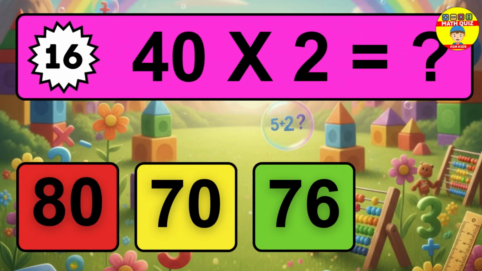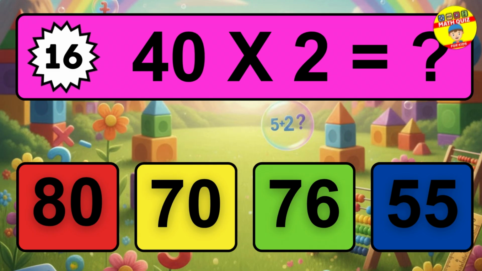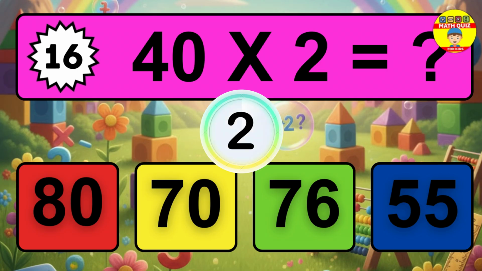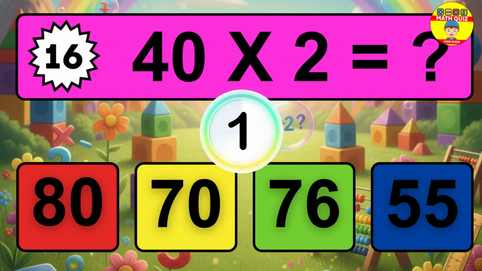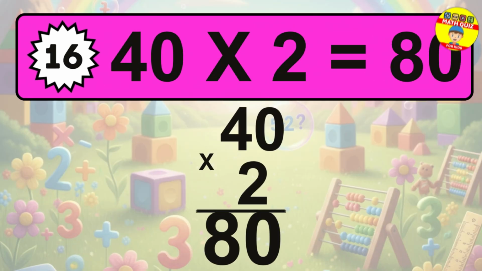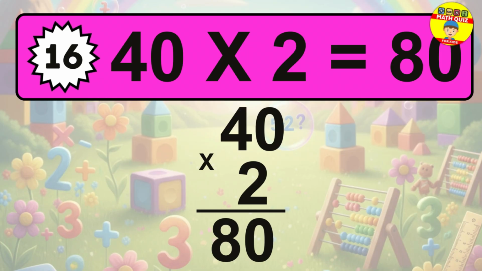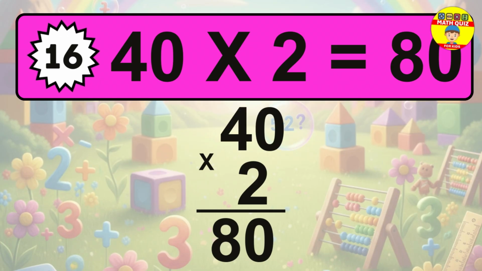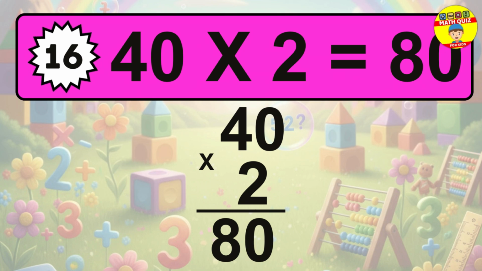Question 16. 40 times 2 equals what? So the answer is 40 times 2 is 80. To calculate, we have 40 groups with 2 balls each one. So how many balls do we have? 80 balls.